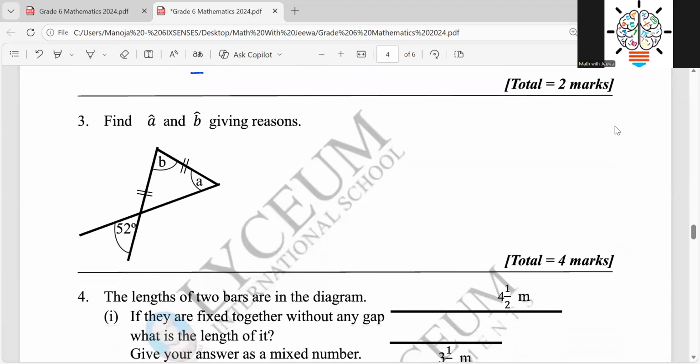Here you can see that there is an isosceles triangle. But here, they have asked me to write with the reasons. I can mark this as 52 degrees. Why is that? I can write vertically opposite angles, right? Vertically opposite angles. You just write the reason here. Opposite angles are equal. And A is equal to 52.